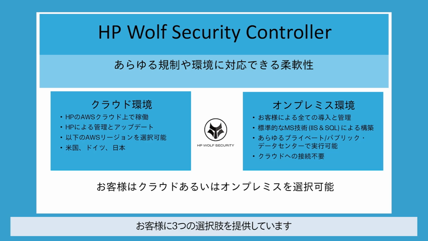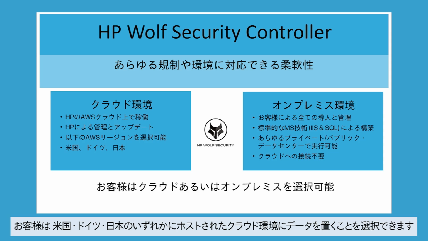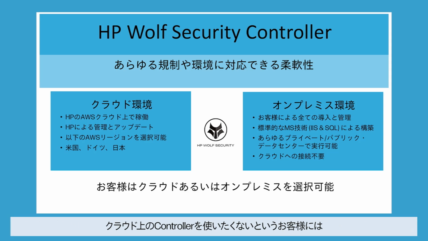Our HP Cloud is built upon AWS, and for our Wolf Security Controller, today we give our customers 3 choices for which AWS region we will isolate and host the controller in. Customers can choose to have their data in the cloud environment hosted in the United States, in Germany, or in Japan.